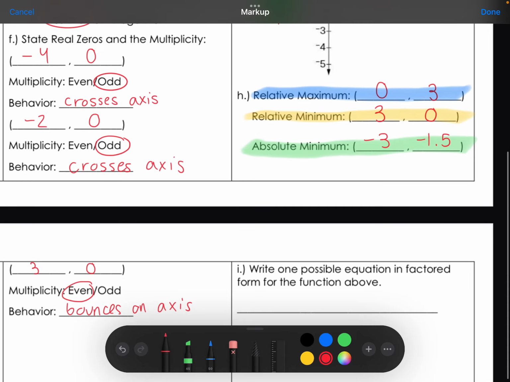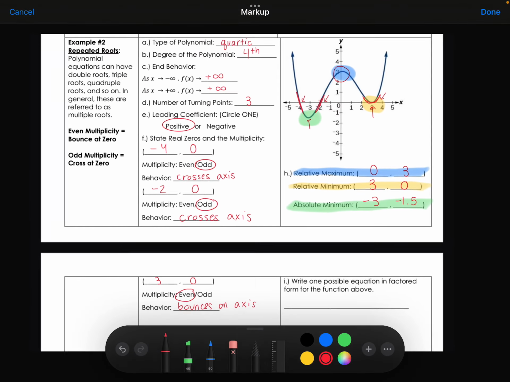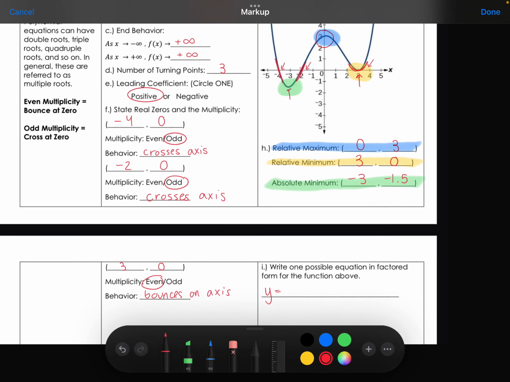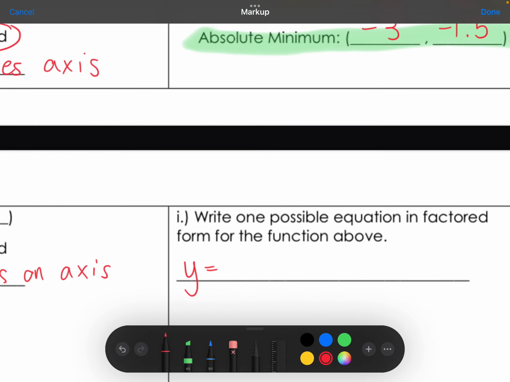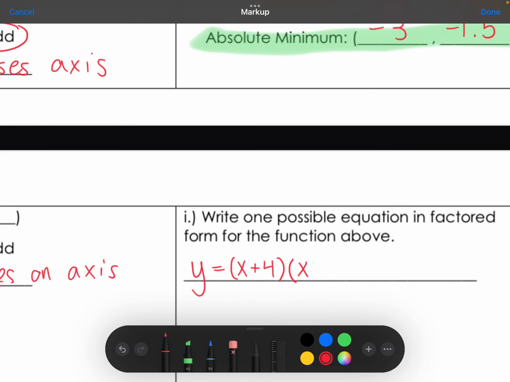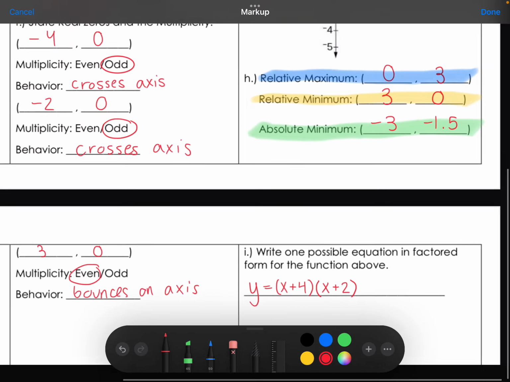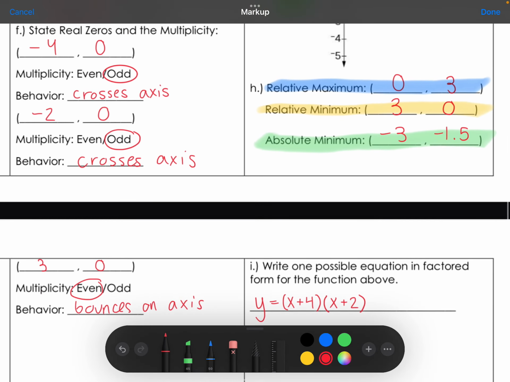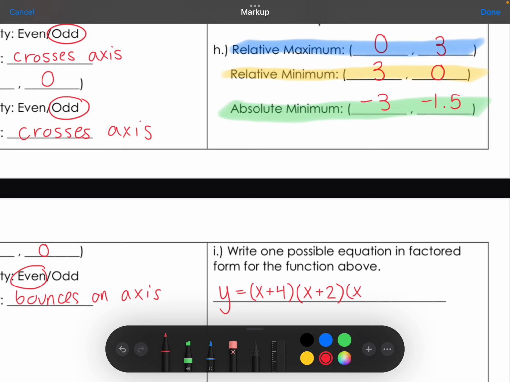Okay, write one possible equation in factored form for the function above. Okay, so we know we have a 0 at -4, which means that the factored form of that, it always switches signs, is going to be x plus 4. If we were to set that equal to 0, it would give us -4. And then we also have one at -2, which is going to be x plus 2. And then we additionally have one at 3. So that's x minus 3.